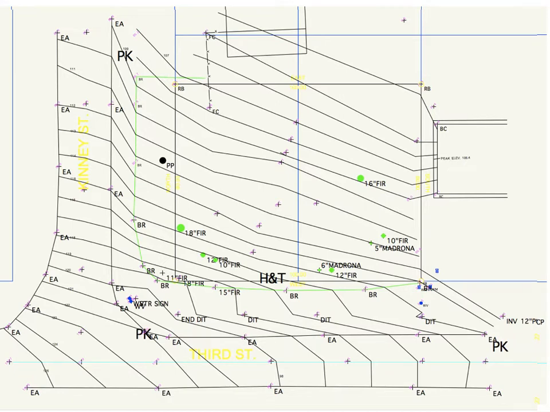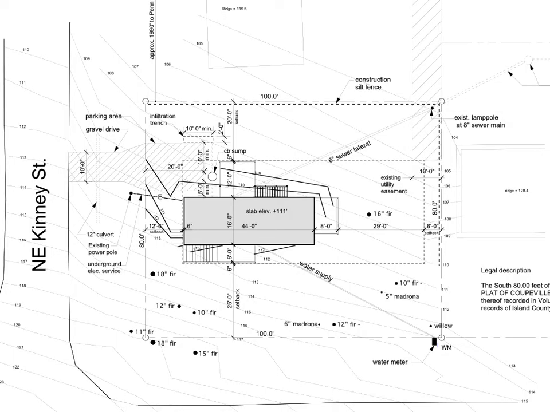Doing that across the street and onto the neighbor's property, I took all the spot grades I could and did exactly that process to lay out these existing contour lines. And then on the final site plan, those existing contour lines are shown lightly, and the darker contour lines are shown for the proposed contours as we're grading around the house.